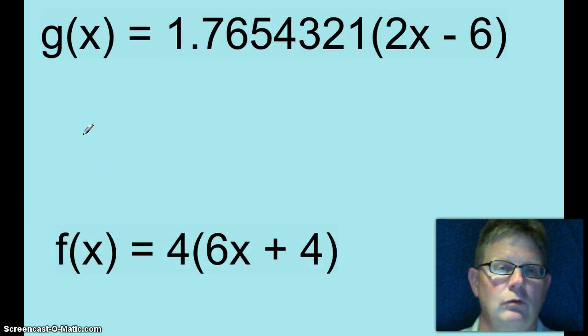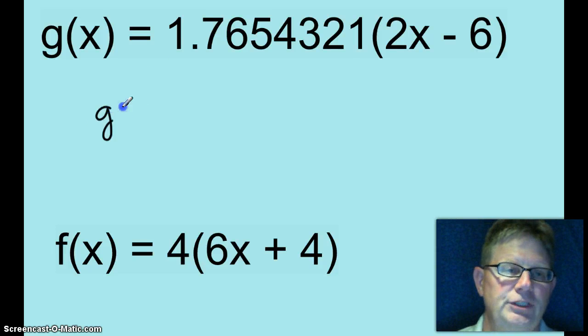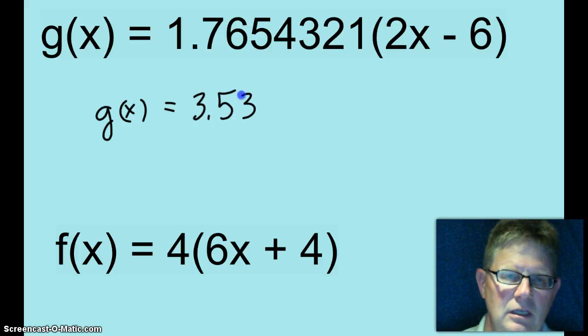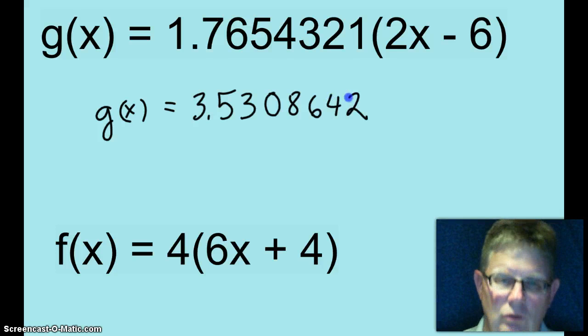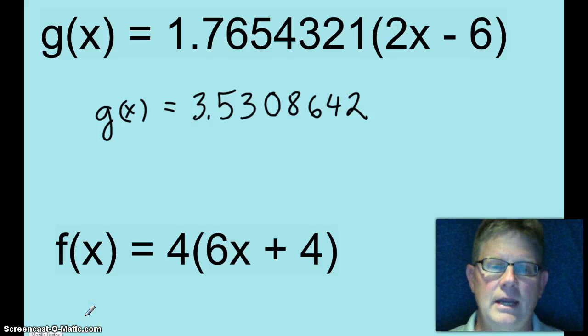Alright, how about if g of x equals some constant times a linear function? Well, guess what? g prime of x is just going to be 1.765431 times 2. That's all it is going to be. So I don't know if I can do this off the top of my head, but I'm going to try. 3.530862... 4. How did I do on that? I don't have a clue. I'm going to pause and check. Hey, not bad for an old duffer.